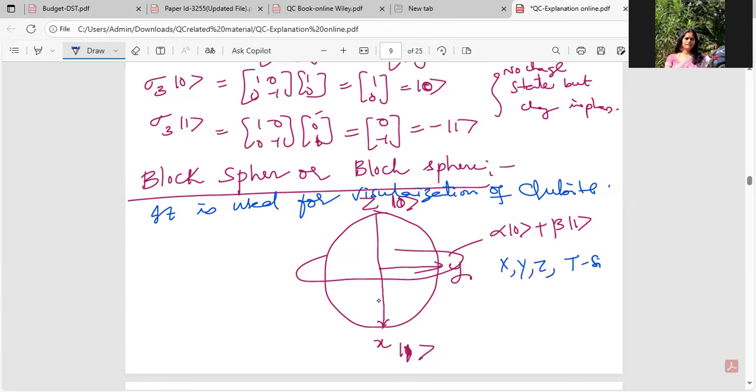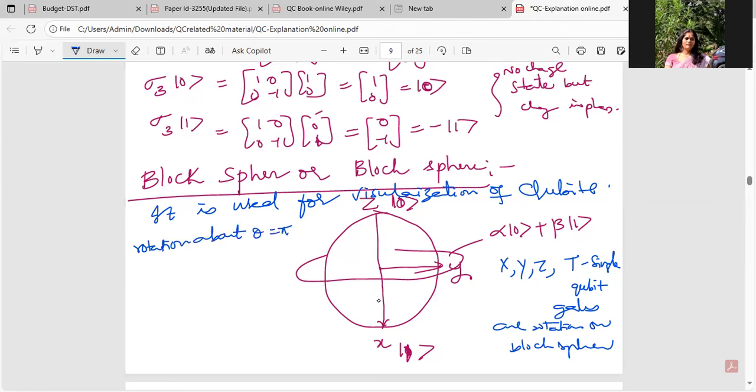Now, all these single qubit gates, whatever, X, Y, Z, T, all these are single qubit gates. I'll talk about multi-qubit gates also. All the single qubit gates are just rotations on the Bloch sphere at some angle. I can say that rotation about theta equal to phi angle gives X gate.